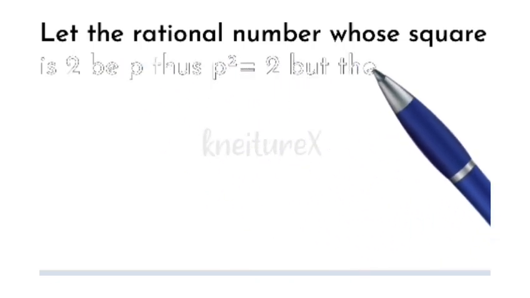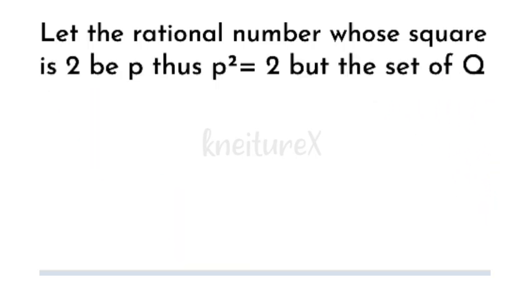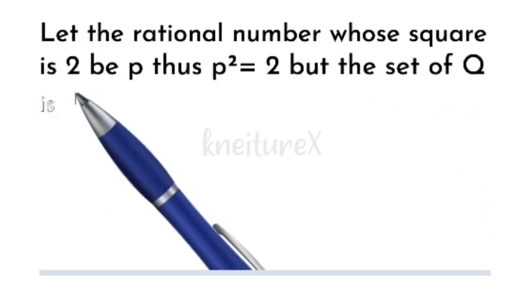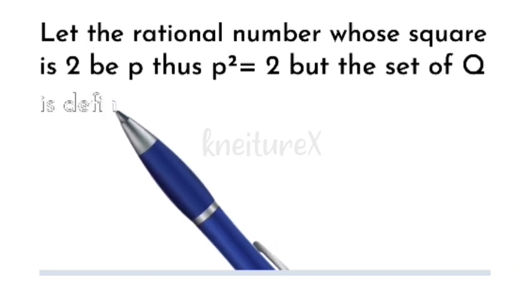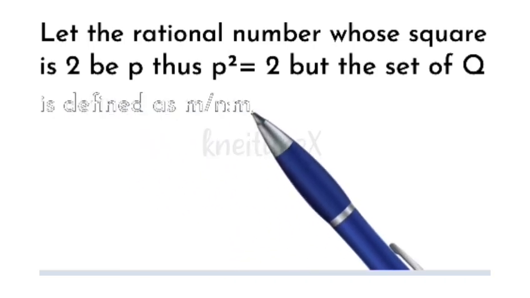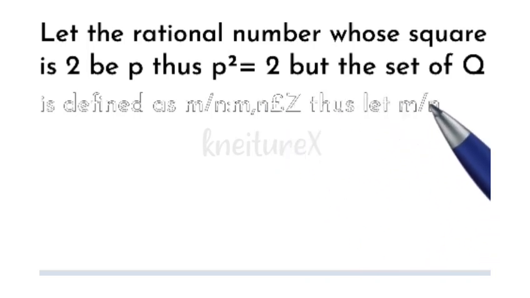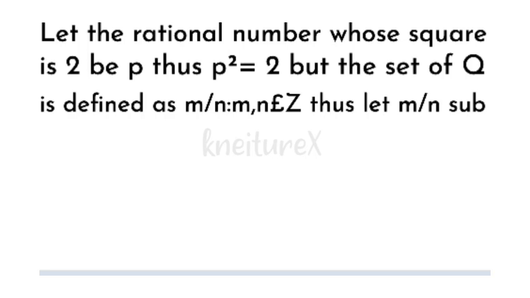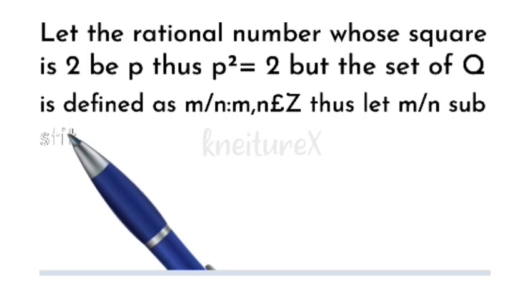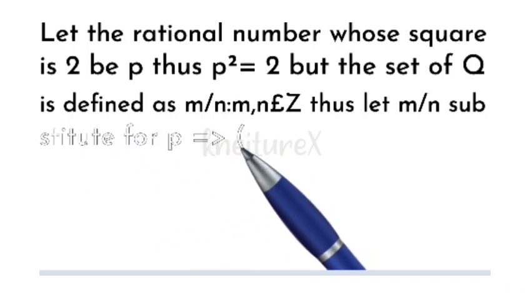So we take our rational number to be p, or any letter, and express it so that p squared is equal to 2. Since a rational number is defined as m over n, we can replace our p with m over n. When we substitute it, we have m squared over n squared equals 2.